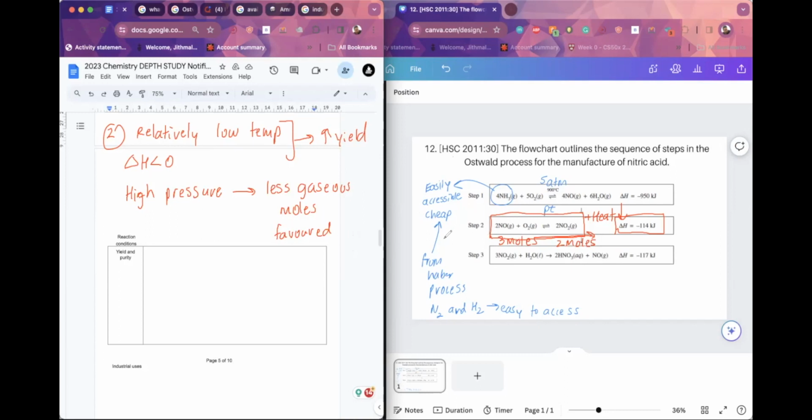So those would be the most ideal conditions in step 2. For step 3, it's not an equilibrium system. So the only way for me to increase my reaction rate, to increase what I produce, would be to increase the temperature.